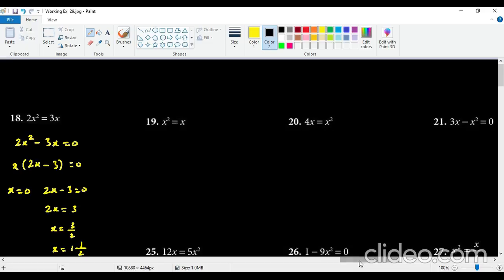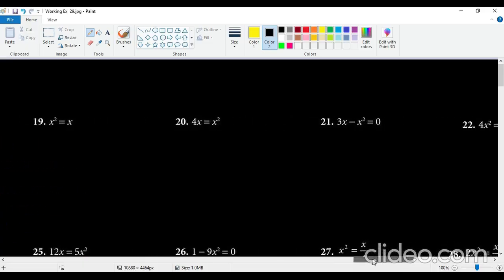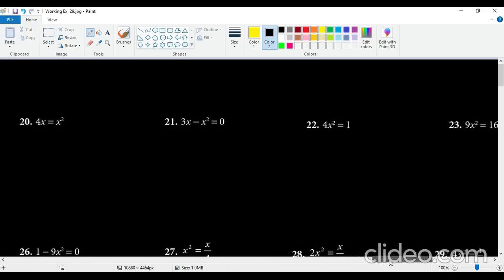When it comes to question number 19, in here it is x square minus x equals 0. That means x is common, and x minus 1 is going to be another factor. So first value of x is equal to 0, and x minus 1 equals 0. That means x equals 1. So 0 and 1, these are the two values for this question. Moving on to question number 20.